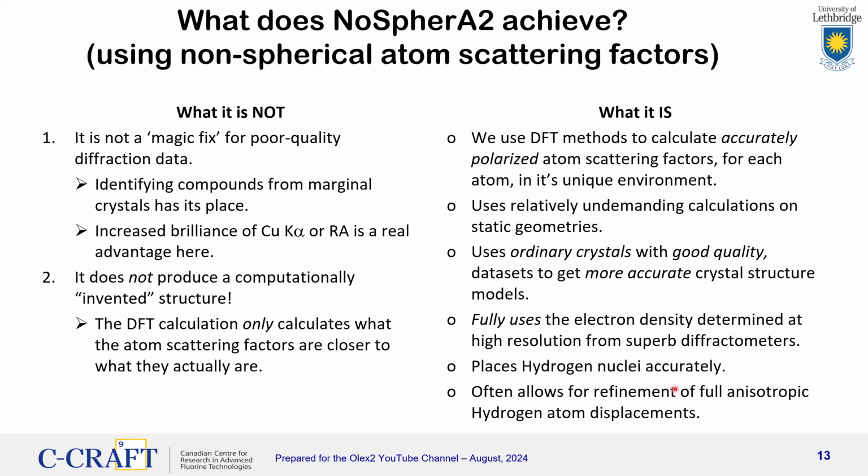Moreover, the ability to compute those hydrogens more accurately also enables the possibility of full anisotropic hydrogen atom displacement refinement like we normally do for the heavy atoms, so long as the data is of sufficient quality that we can measure enough data to maintain a reasonable data to parameter ratio.